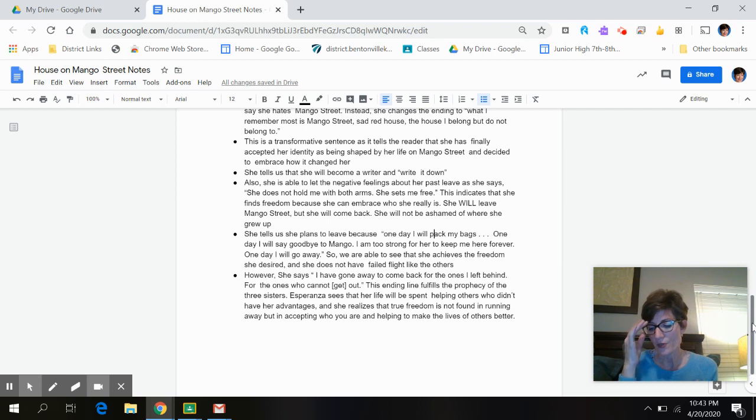So the ending of the book fulfills the prophecy of the three sisters. Esperanza sees that her life is going to be helping others who don't have the ability or the ease like she did with her intellect to be able to get out. Because when the three sisters told her that, they said, when you leave, you must remember to come back for the others. You must remember to come back for the ones who cannot get out as easily as you. And so Esperanza now is going to fulfill that.